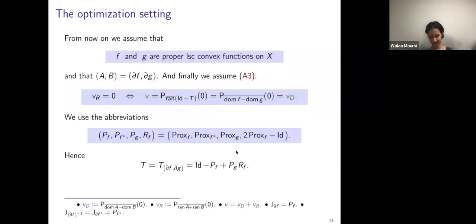And because we're in the optimization settings, those resolvents become the proximal mappings, or prox operators. So I'm going to abbreviate the proxies just for more decent formulas. So prox F star would be PF star, prox G, PG, and the reflected prox RF. And the DR operator will take this form. So there's nothing magical here. I'm just putting the optimization tools instead of the maximal monotone operator tools.